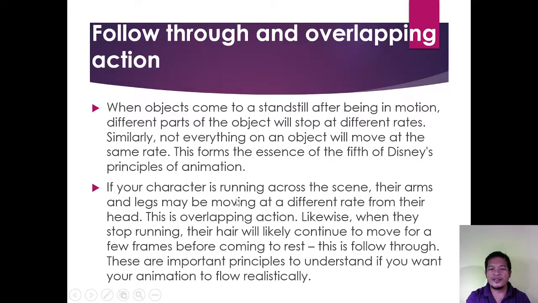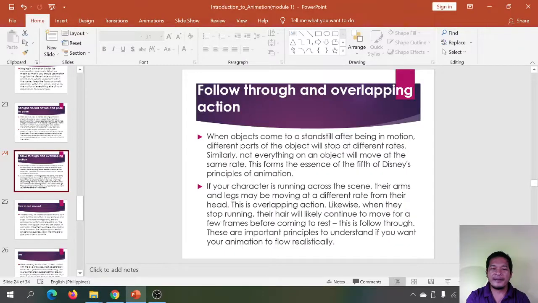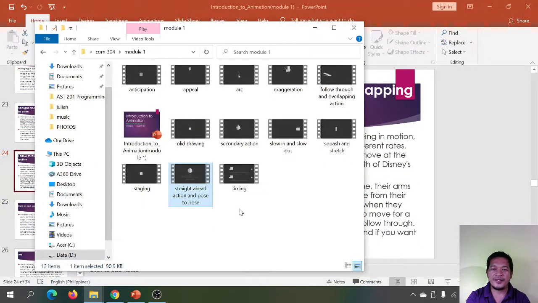So if your character is running across the scene, their arms and legs may be moving at a different rate from their head. Okay. So this is overlapping action. Likewise, when they stop running, their hair will likely continue to move for a few frames before coming to rest. So this is follow through. Okay. These are important principles to understand if you want your animation to flow realistically.